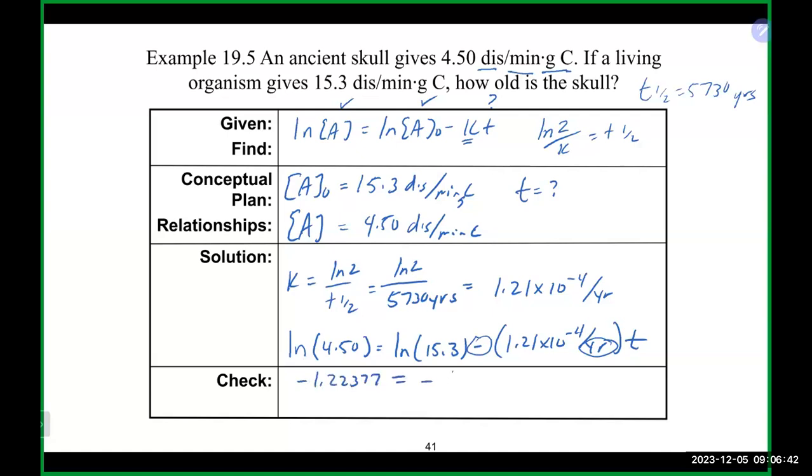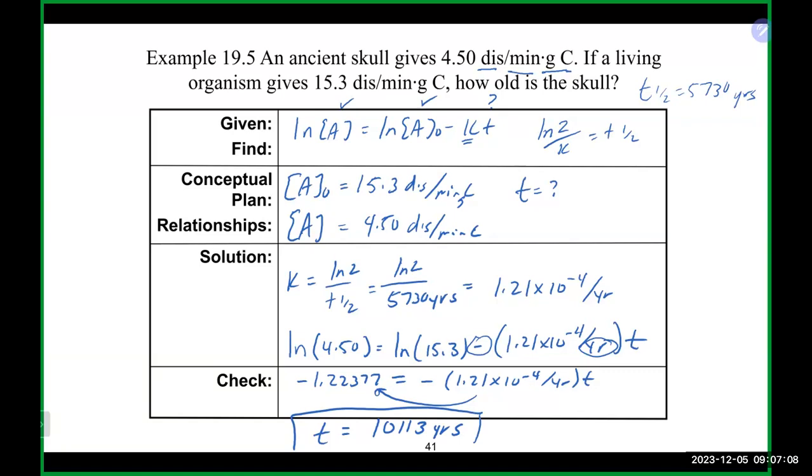1.22377 equals minus 1.21 times 10 to the minus 4 times time. And again, dividing it over will give you a time of approximately 10,113 years, about 10,000 years, give or take there. That's pretty old, yes, in that case, which makes sense. This is ancient, so that sounds good.